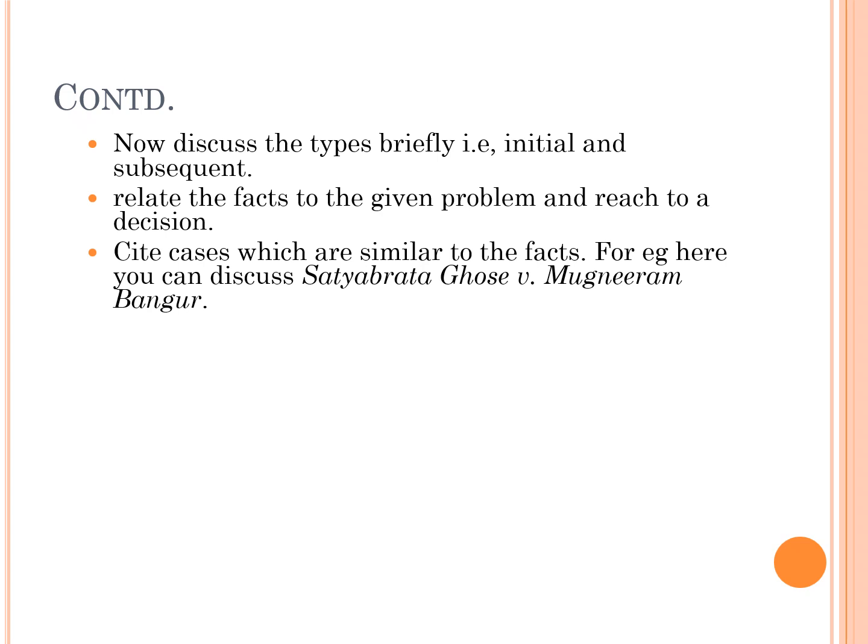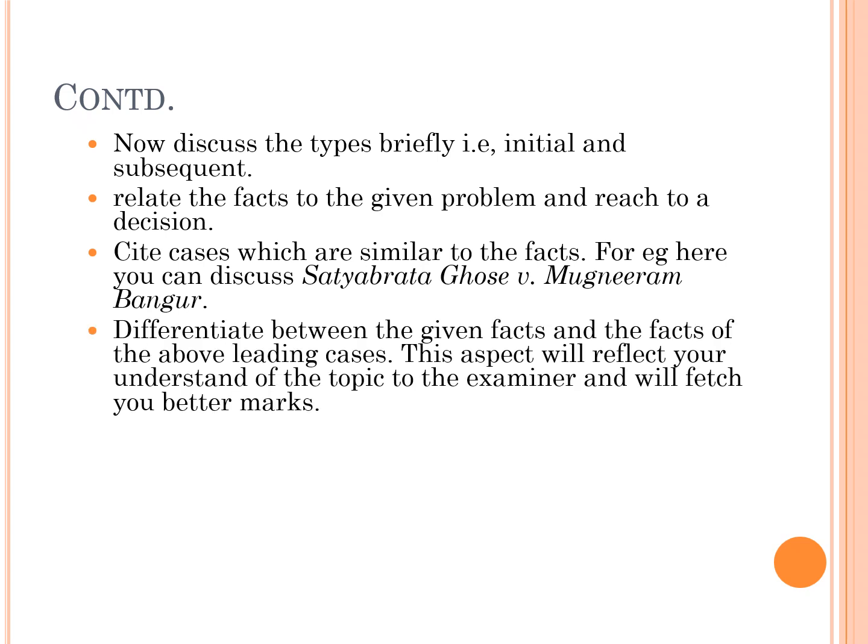Now these facts are very similar to the leading case of Satyabrata Ghose versus Mugneeram Bangur. So we must first highlight this case and what the decision was. We are discussing this case because it gives us the law: what the law relating to impossibility and the effect of impossibility was. Now we must distinguish the given facts from the facts of this case. So what was the difference between the illustration that is given and the facts of this case?